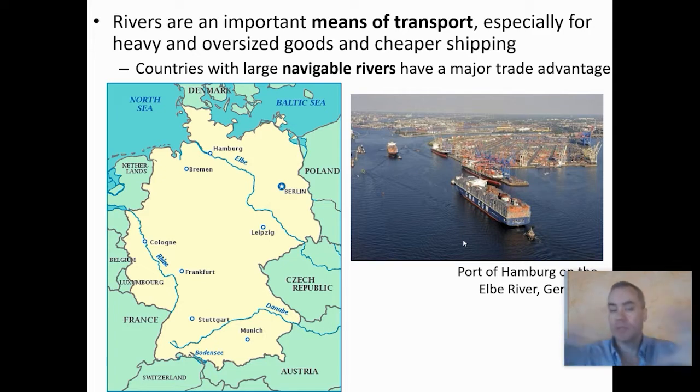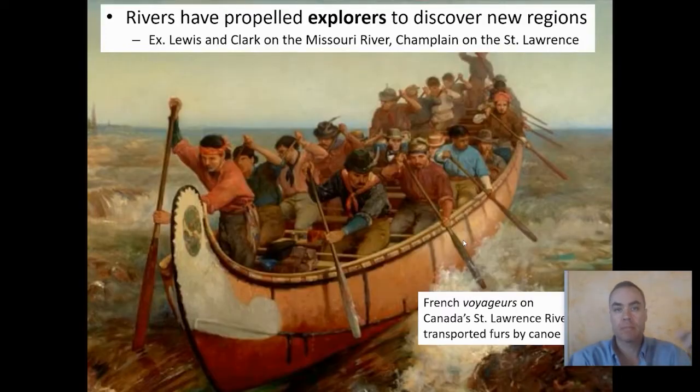So it opens up a whole world of trade. They can put BMWs and Mercedes on that Danube River and send them out to giant markets off to the east. Rivers have also propelled explorers to discover new regions. Lewis and Clark used the Missouri River to go west and explore the Louisiana Purchase. The Portuguese used the Amazon River and its many tributaries to explore the Amazon jungle in Brazil.